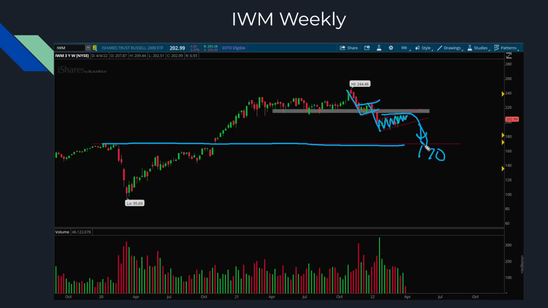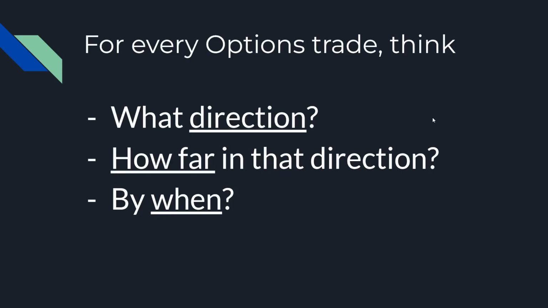I'm expecting it to most likely drop over the next, let's just say, about 6 months. So for each options trade, think, okay, what direction do we expect the ETF or stock to move? In this case, down. How far in that direction? We'll talk about that in a bit. And then when? This is a crucial part in options land, because normally when we're just buying or selling stock, we don't really have to worry about when it'll go up. You have as much time as you want to think about it, and there's not a lot of option Greeks that get in the way.